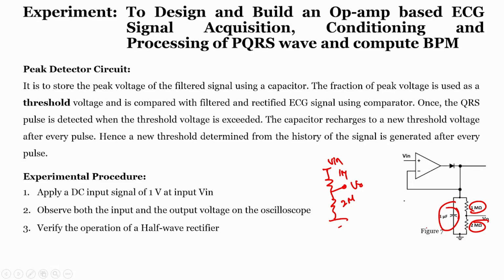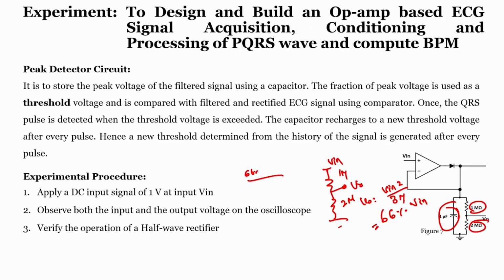V in is the charge across our capacitor. The capacitor will be charged to the peak voltage value. Let us consider that as V in. So, V out is nothing but V in into 2 mega divided by 3 mega. So, 2 by 3 is how much? 66%. 2 by 3 is 66% of V in. That means we are setting a threshold at 66%.